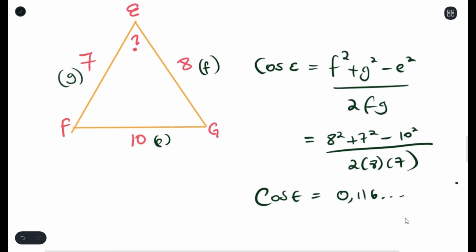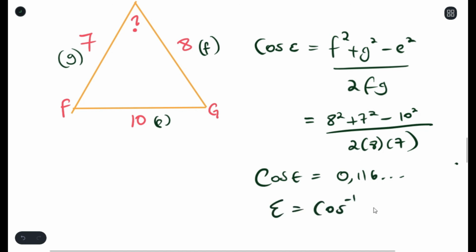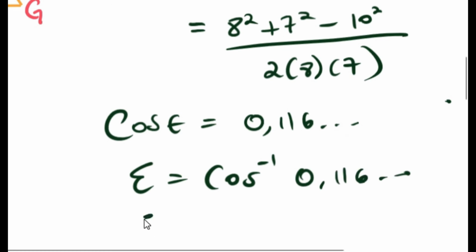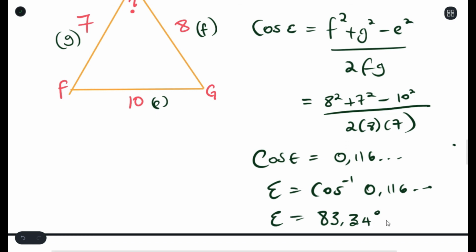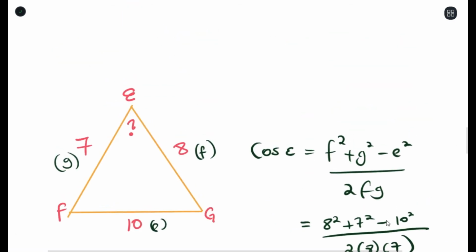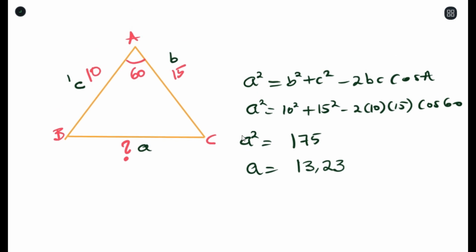So you get cos e is 0,116 and so on. So to actually get e, we'll put the second function of cos, and that will give you 83,34 degrees, and that will be your answer. You use the cosine rule whenever you have 3 sides given with no angles, or you have 2 sides and an included angle.